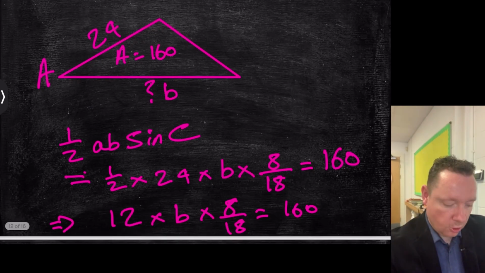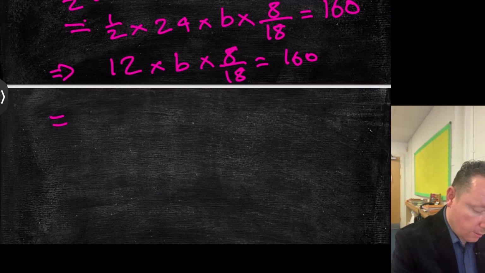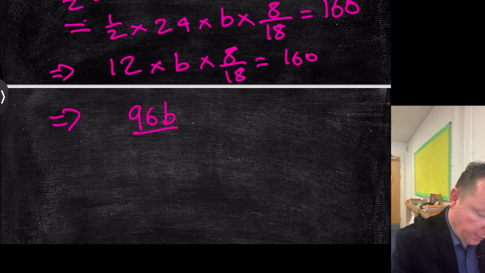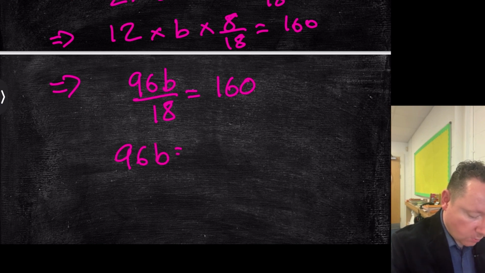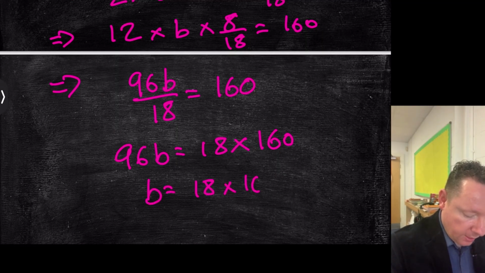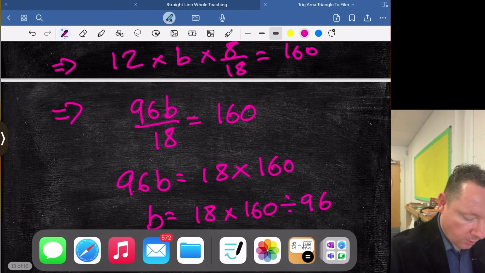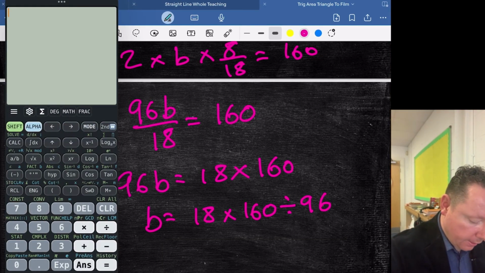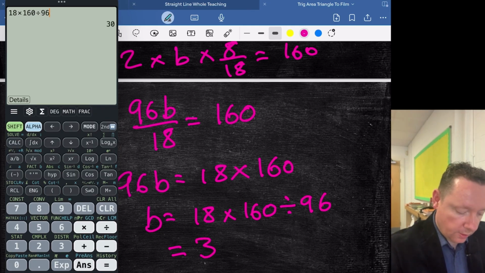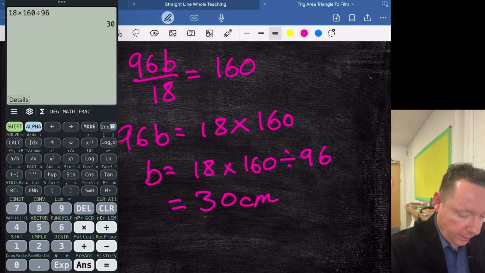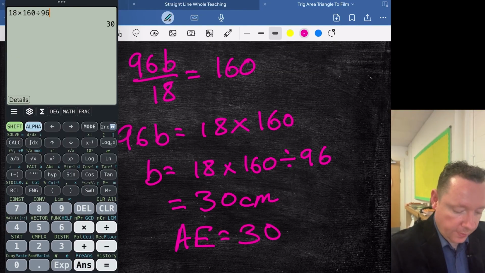This was a calculator question. We could use a calculator anytime we want, but 8 times 12 is 96, so that gives me 96b over 18 equals 160. Solving that equation, we get 96b equals 18 times 160. So b is equal to 18 times 160 divided by 96. And we might as well not give ourselves a headache and just use the calculator. 18 times 160 divided by 96 is equal to 30. So B is 30 centimetres. So we can answer the question and say that AE is equal to 30 centimetres.